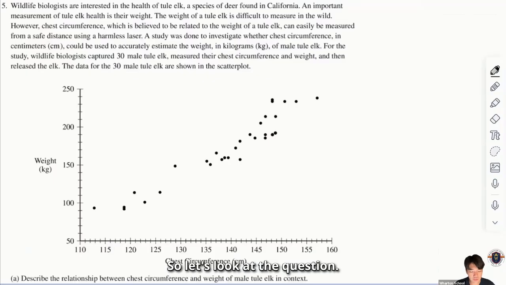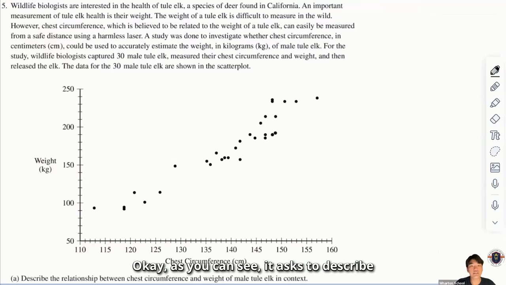So let's look at the question. Wildlife biologists are interested in the health of male teal elk. So they measured their chest circumference and weight and then released them. Data for 30 male teal elk are shown in the scatter plot.